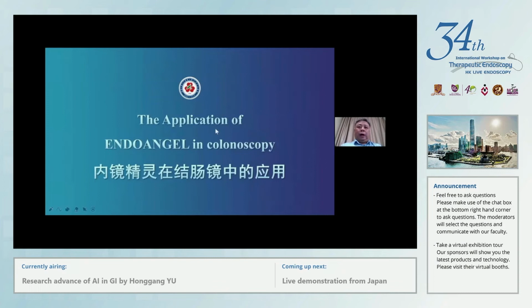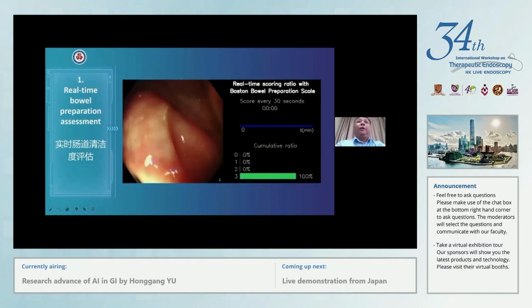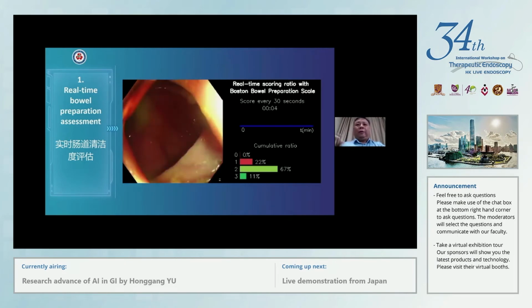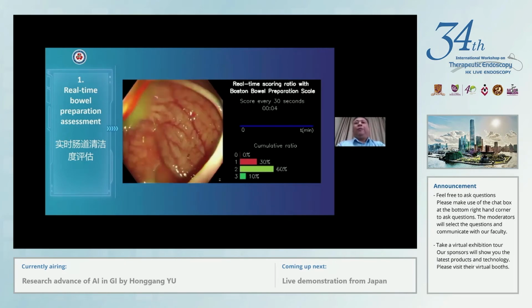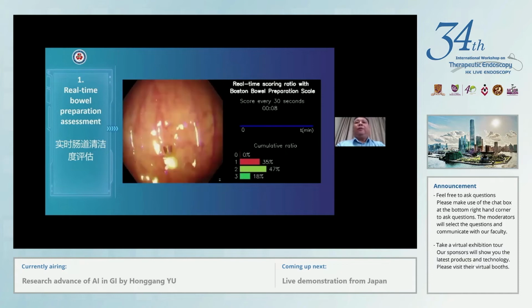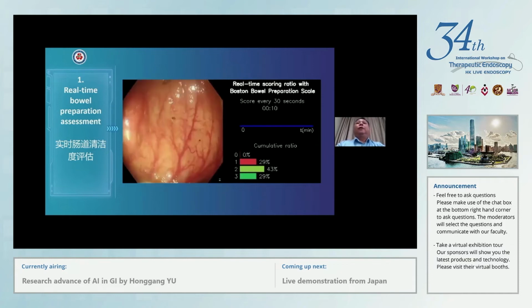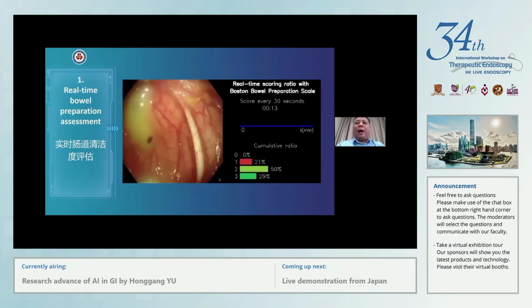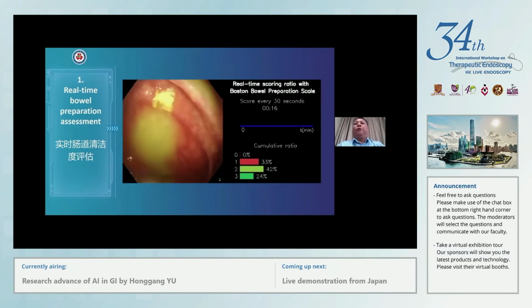Now I would like to introduce the application of ENDOANGEL in colonoscopy. Similar to EGD, in colonoscopy we first assess the bowel preparation. This function is also based on the Boston scoring, but we show it in real time, as a percentage of the whole colon.